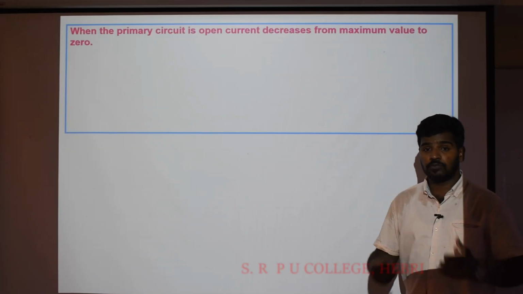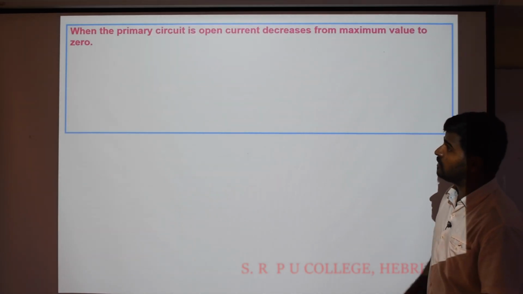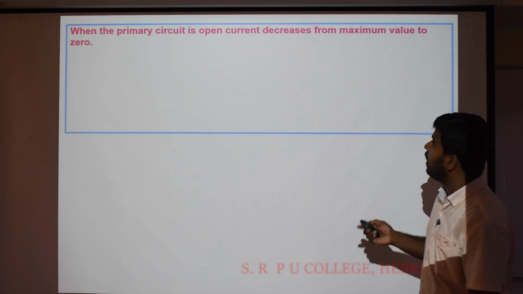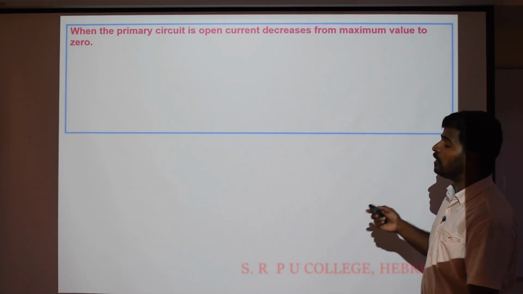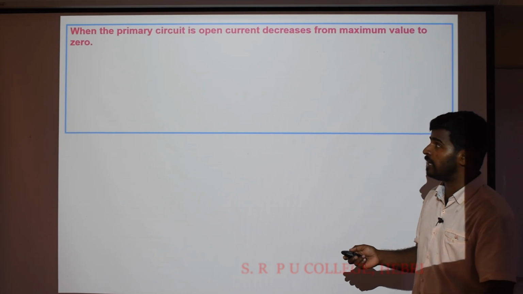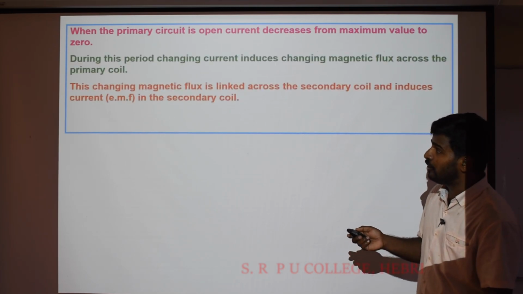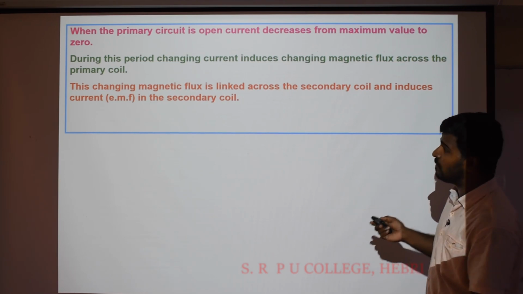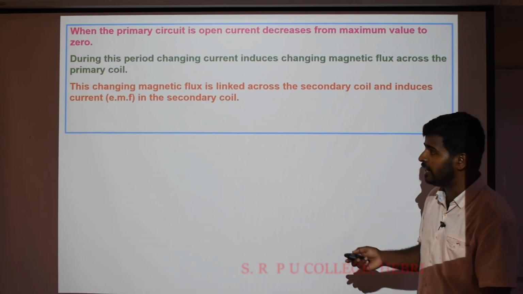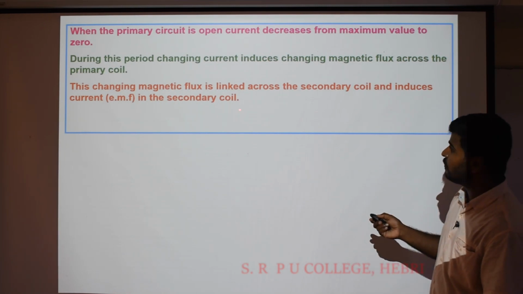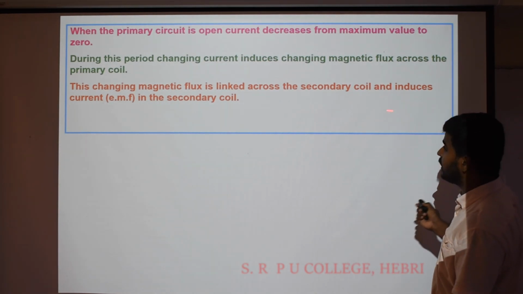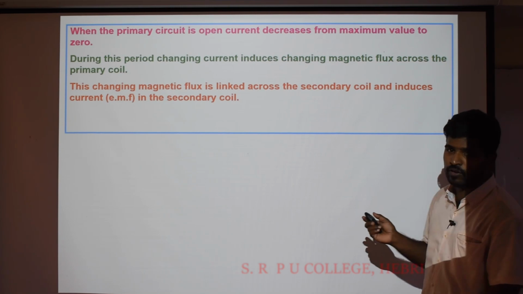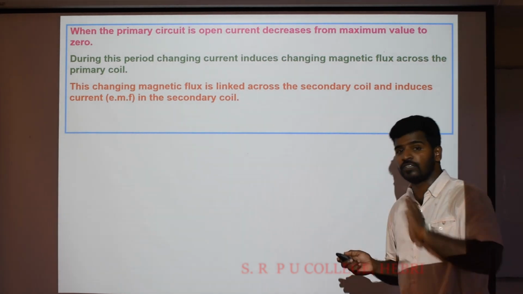In the observation they have given, the first observation: when the primary circuit is open, the current decreases from maximum value to 0. For the second diagram they have given the explanation that during this period the changing current induces changing magnetic flux across the primary coil, which you have already studied. This changing magnetic flux is linked across the secondary coil and induces a current in the secondary coil. This is the observation related to the second diagram.